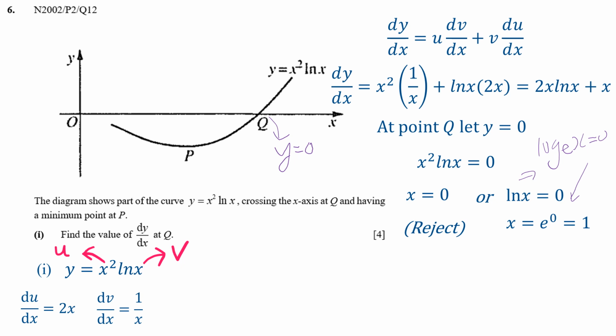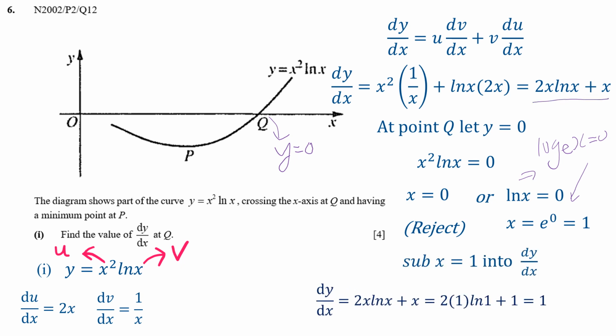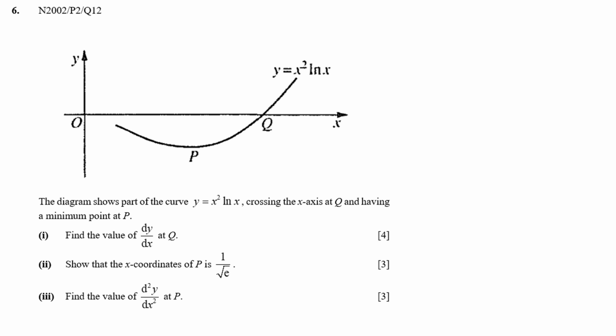So with x equals 1, I can now substitute into my dy/dx, which is this expression here, to find my value for dy/dx. Okay, which gives me 1, because ln 1 gives me 0. Right. All right, so for part 2, we need to show the x coordinate of point P.